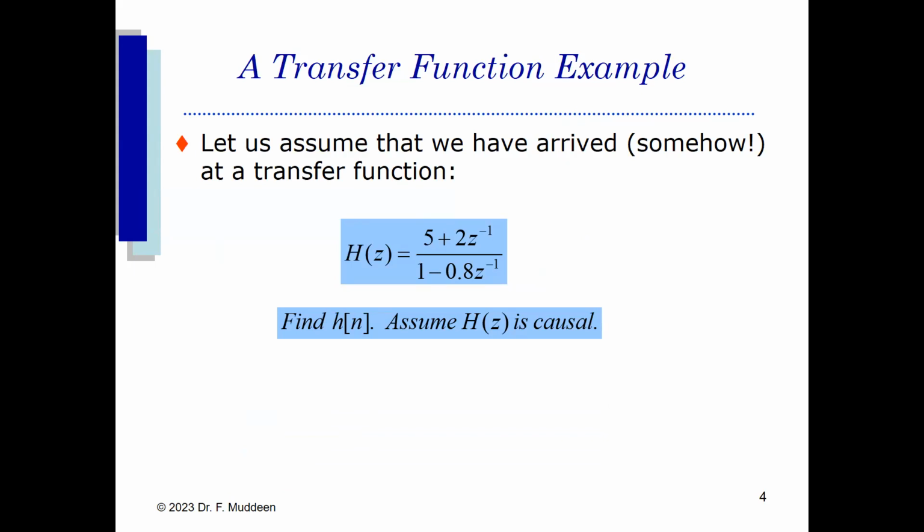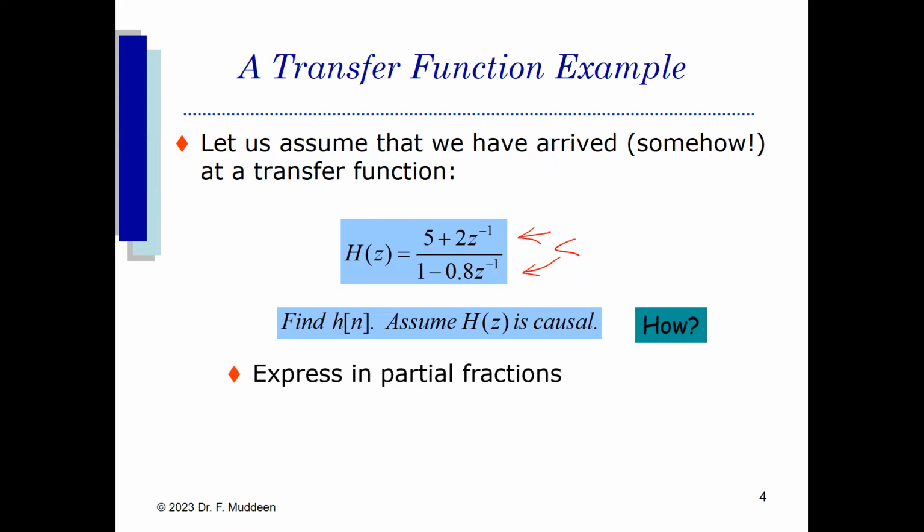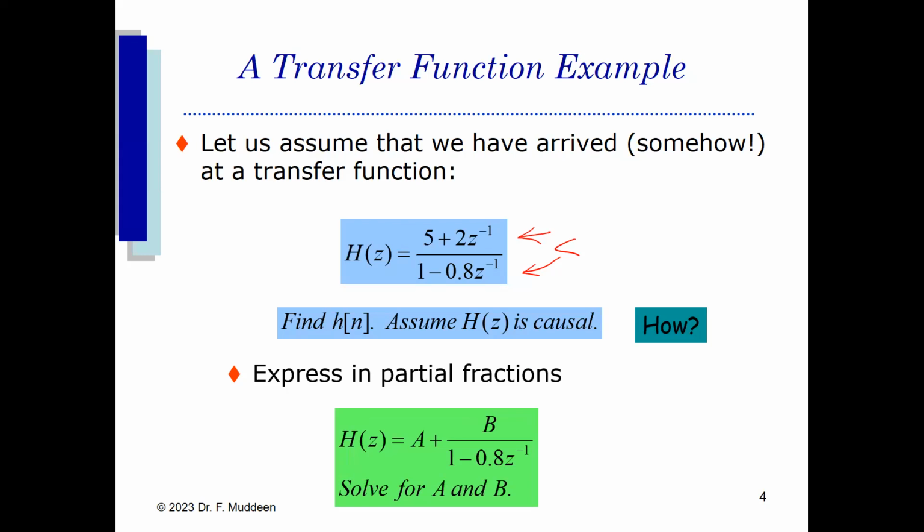So h[n], the inverse Z transform of that. Remember that getting an inverse Z transform means looking at the transfer function, and of course, it has to be a proper transfer function. In other words, the order of the numerator has to be less than the denominator. In a case like this where they're equal, we're going to have to divide at least once. So the first step, as we did before, is to express it in partial fractions.